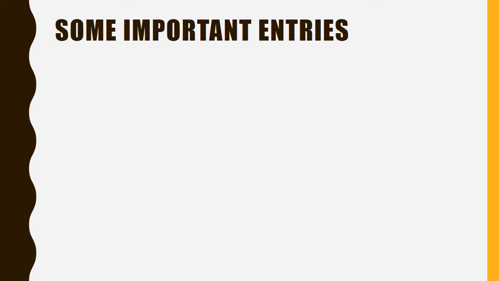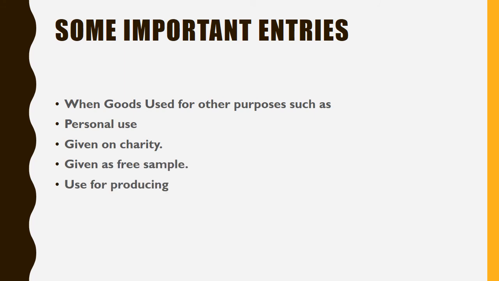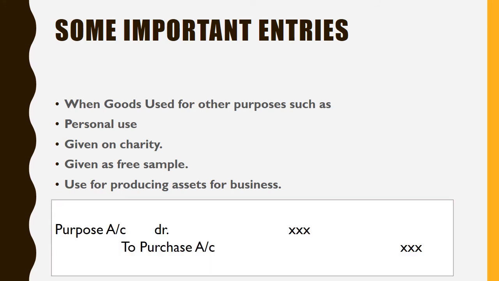Now after completing difference between simple and compound entry with the help of some example, let's start some important typical entries जिसमें आपको थोड़ा हटके सोचना पड़ेगा. Those entries are, first is when goods are used for other purposes such as first personal use, second given on charity, third given as free sample, fourth used for producing assets for the business, or lost by theft or lost by fire. Now in such situation entry will be that purpose account debit to purchase account.